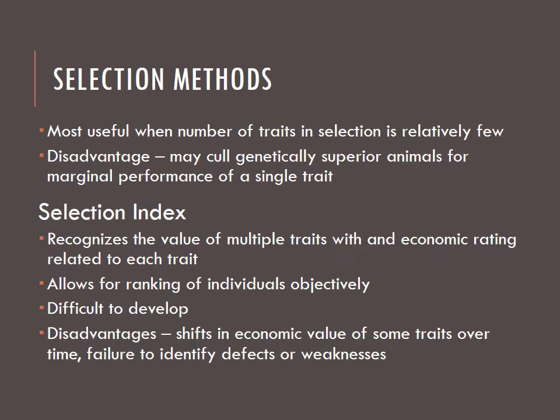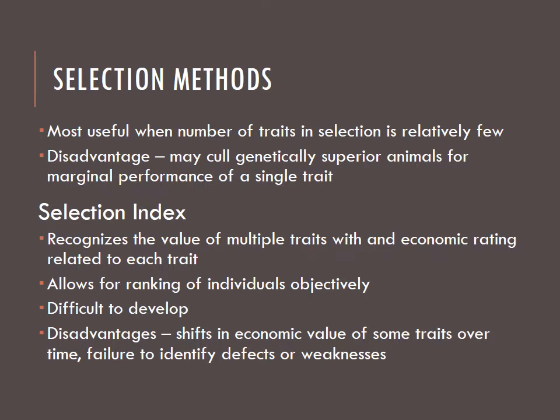The disadvantage is if you're following this like you should, sometimes you're going to cull a genetically superior animal for marginal performance of a single trait. And we'll talk about why that is in class and discussion. But you may pull the trigger on getting rid of a really good animal that maybe you shouldn't. Or there will be occasions where you ignore the data because you really like the animal that shouldn't be in the breeding herd anymore. Genetically, she's not superior. So we'll talk about that in class and the hang-up that goes with that.